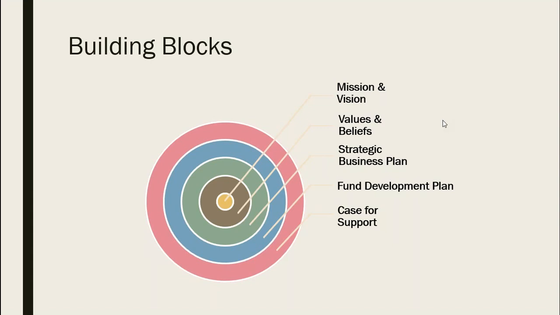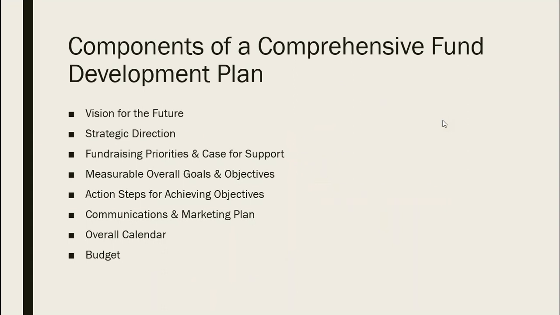And this might, again, also be something that's about culture of philanthropy and the value that you put on philanthropy across your organization. And then having your strategic business plan in place, and then your fund development. And then, of course, from there, we're going to start building the fund development plan. So what is in our fund development plan? Obviously, again, vision for the future and strategic direction. We want to make sure that we're including this.